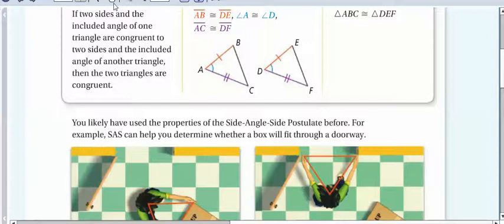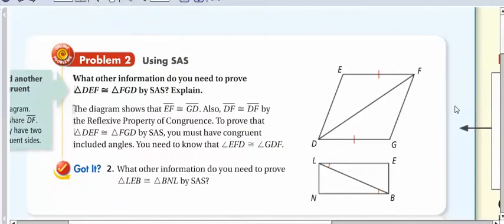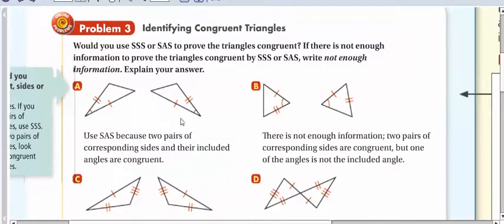Turn the page. Let's look at problem 3. Don't look below the picture. Just look at the picture right now. Would you use side, side, side, or side, angle, side to prove the triangle is congruent? If there's not enough information to prove the triangle is congruent, write not enough information. So, looking at these two triangles, what would you use to prove they are congruent? Tyler? Side, angle, side.